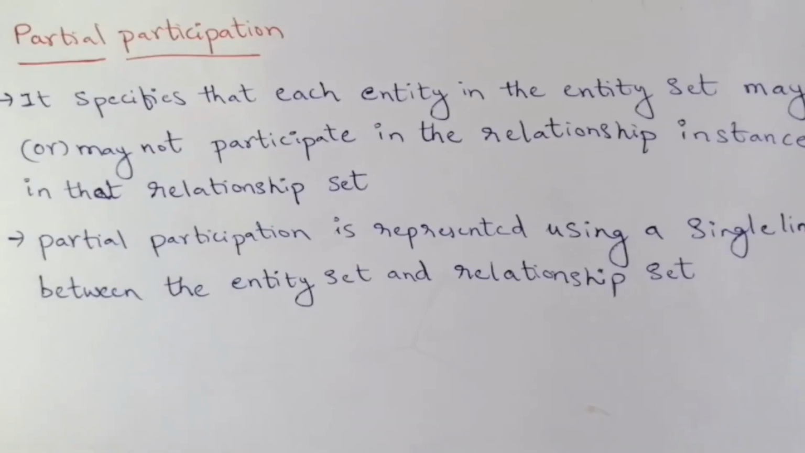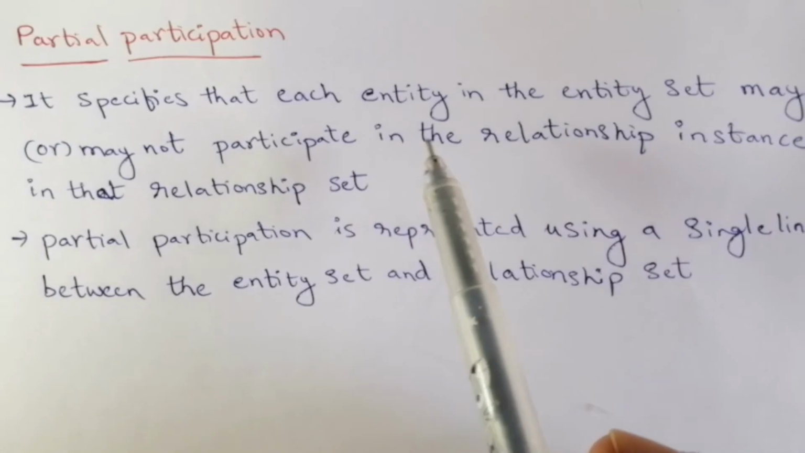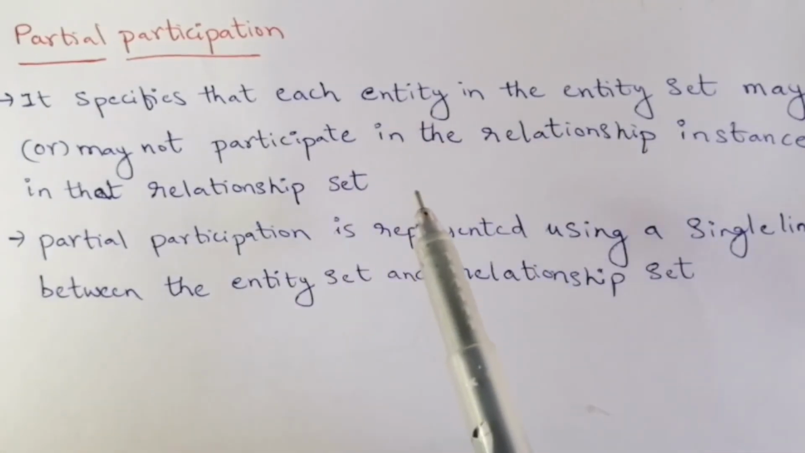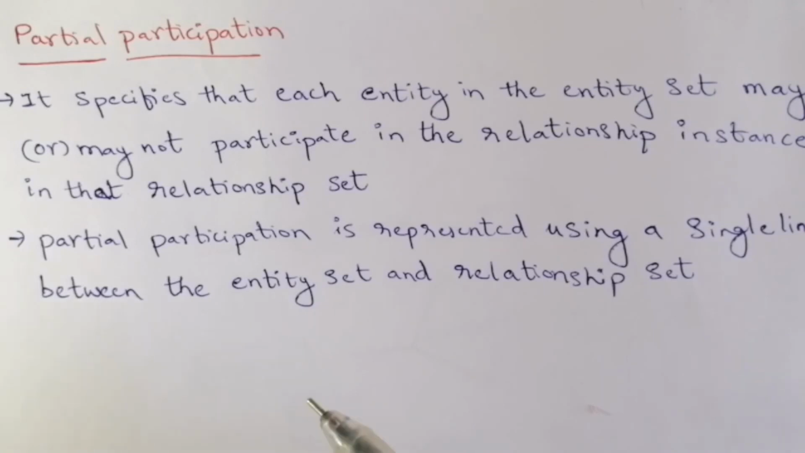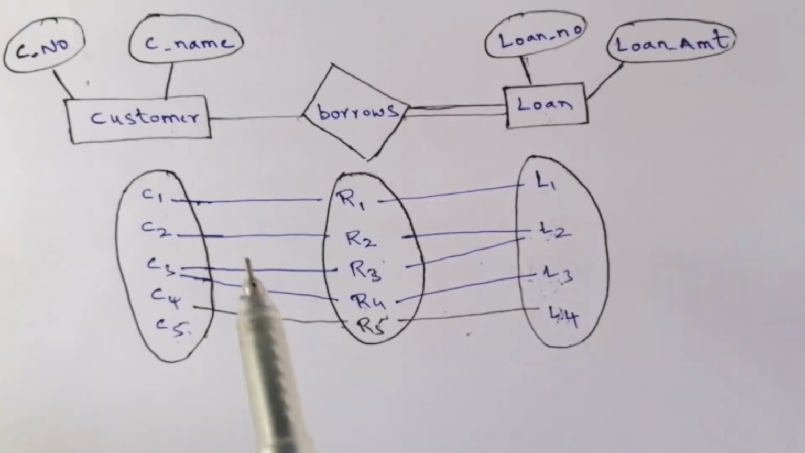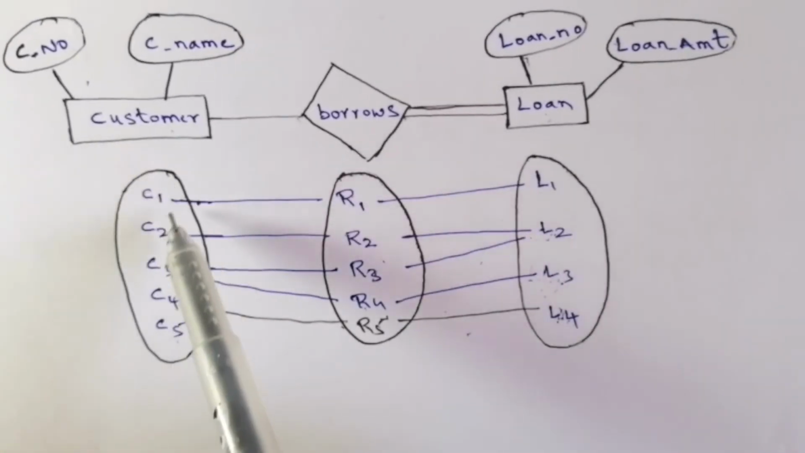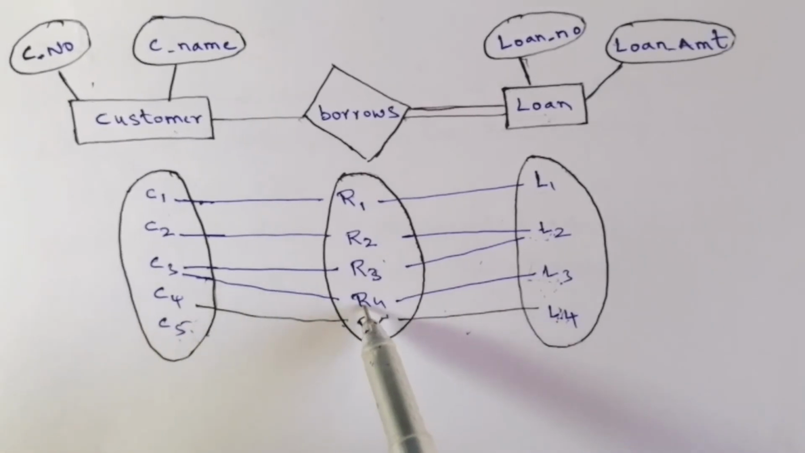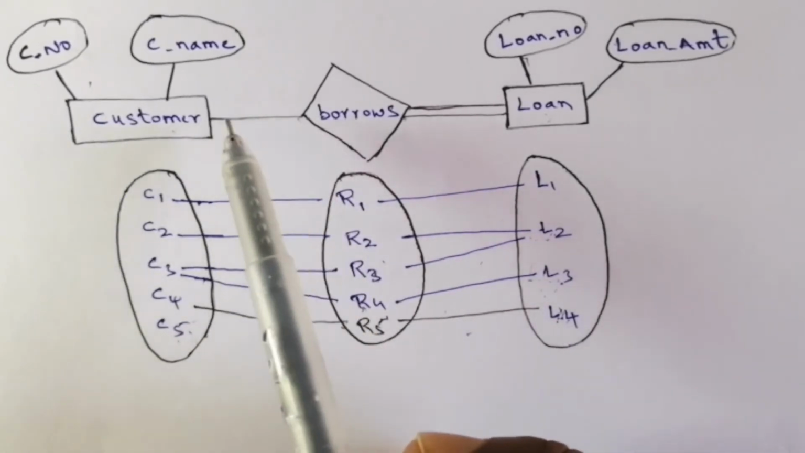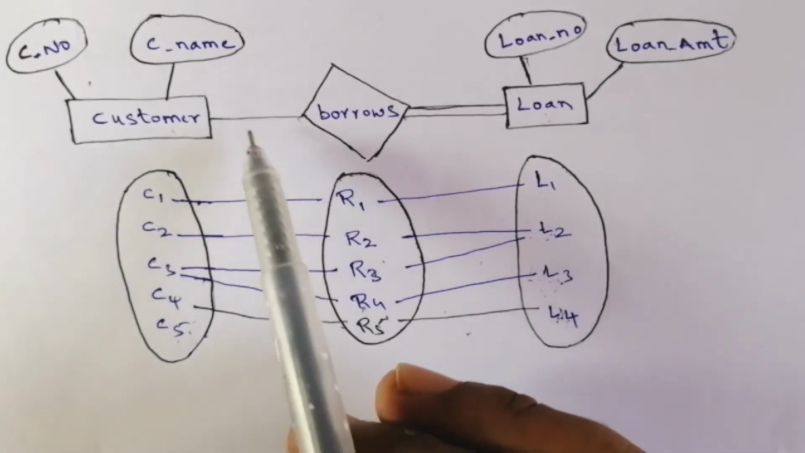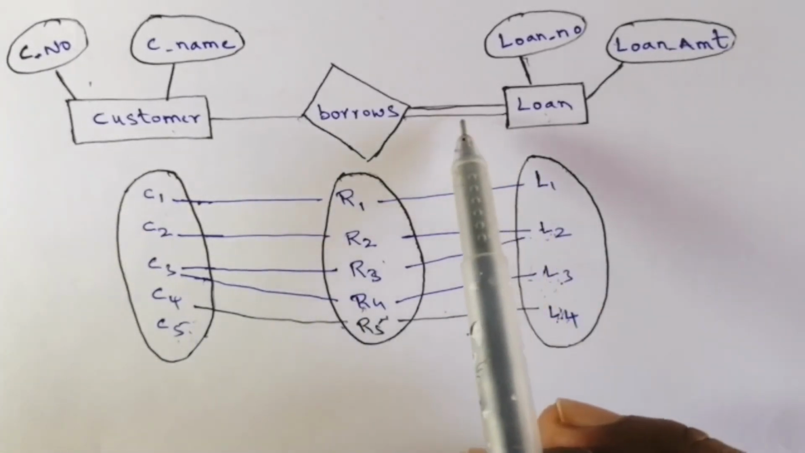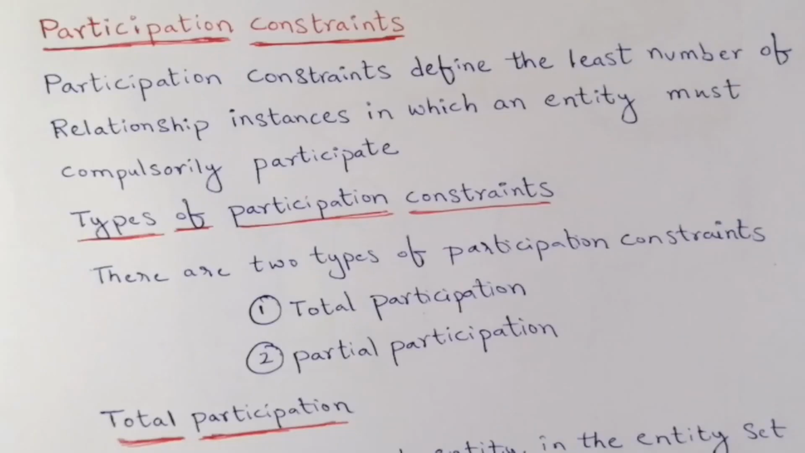Whereas the partial participation specifies that each entity in the entity set may or may not participate in the relationship instance. So partial means there can be entities without participating in the relationship. So for an entity set, there can be some entities without participating in the relationship. Here we have said that in this particular entity set, C5 had not participated in the relationship instance. So it is partial. It is partially represented by a single line, whereas the total is represented by the double line. And this is about the participation constraints, total and partial participation.